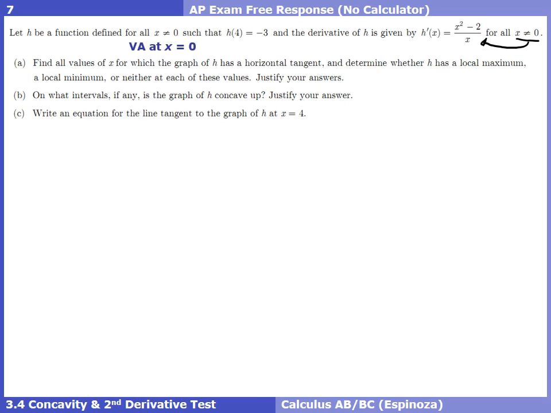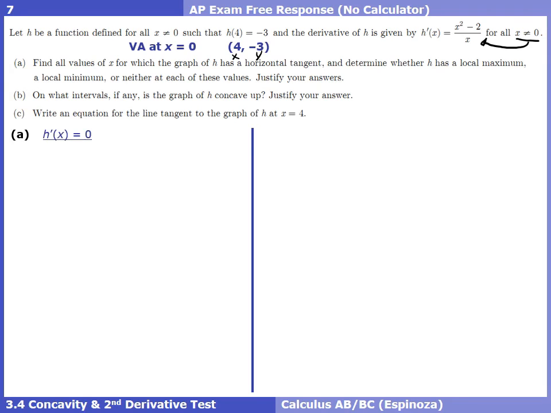Well, before we jump right into that part A, let's label some of the info we were given above. If the function h is not defined at x equals 0, we know there's a vertical asymptote at 0, and that'll be very important in terms of interpreting whatever answers we're getting. The other thing you might want to do is, if you don't like this function notation, write the point they give you in its regular format of x, comma y: 4, comma negative 3. Okay, back to part A.